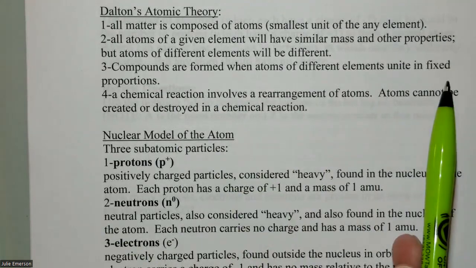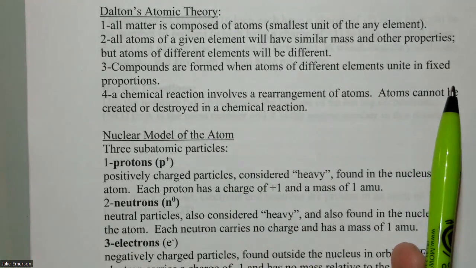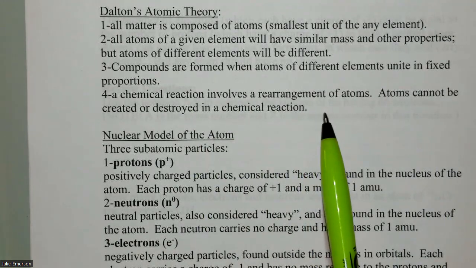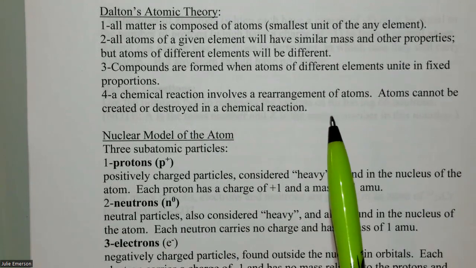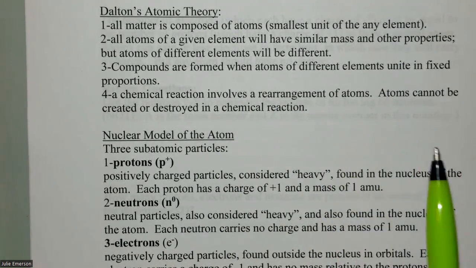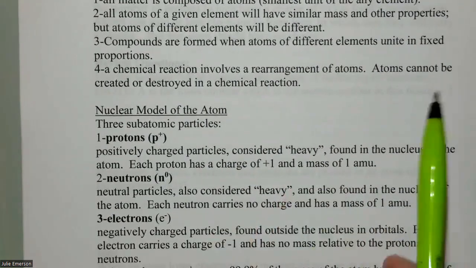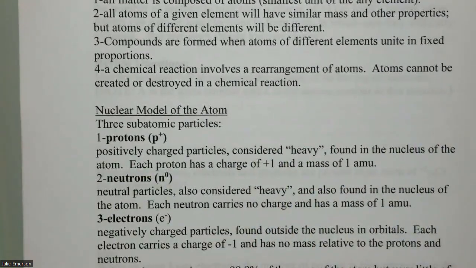And again, in those fixed proportions, like water is always H2O. And then a chemical reaction involves rearrangement of atoms, right? Bonds are broken and new bonds are formed, and that is a chemical change. So we talked about that in lab today. And atoms cannot be created or destroyed in a chemical reaction.